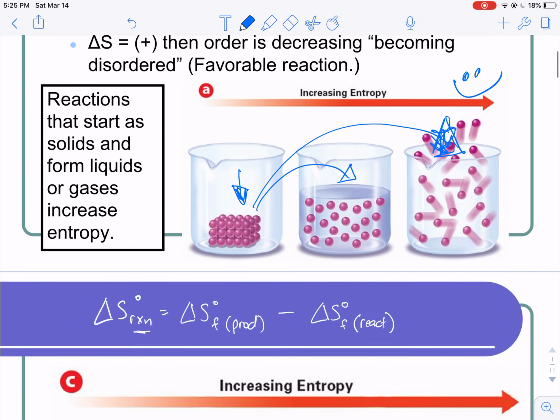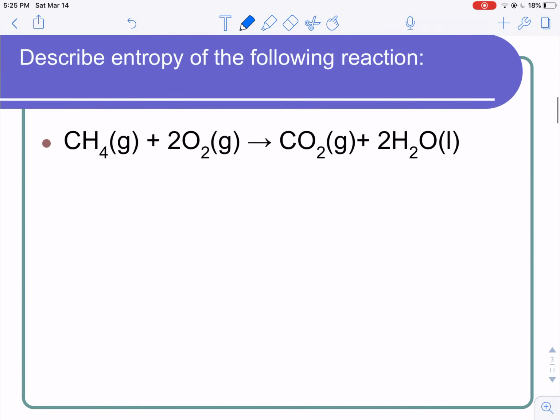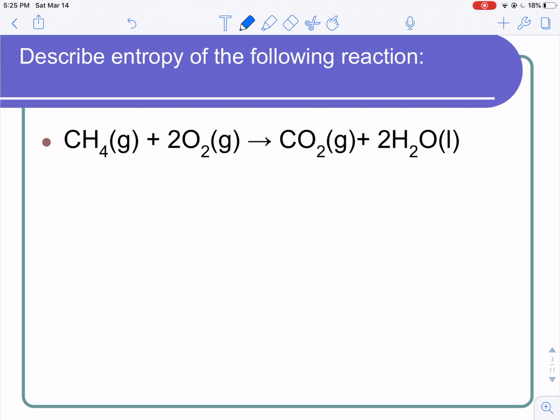So if we glance at a reaction real quick, let's take a look at an example here. Maybe we've got this one. We started with some gas here, and some gas here. Not only do we have some gas, we actually have 2 moles of gas, so on this side we have 3 moles of gas. We look at the product side, we still have some gas, but there's only 1 mole.